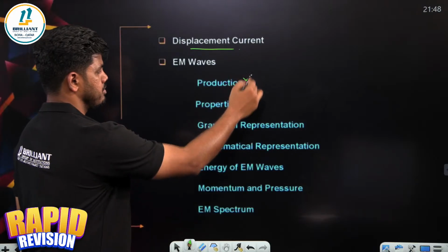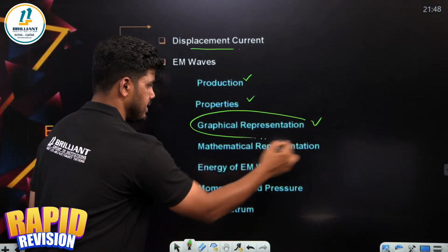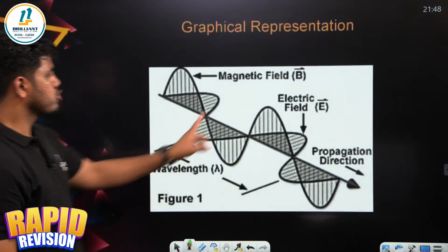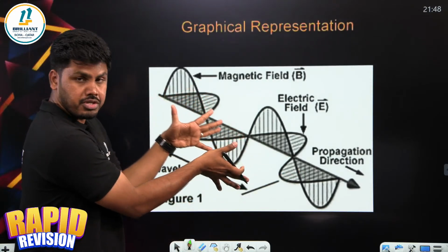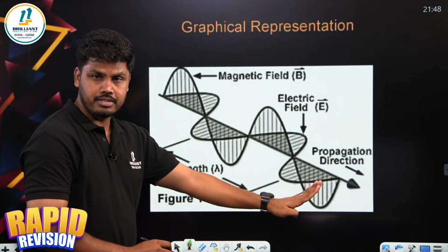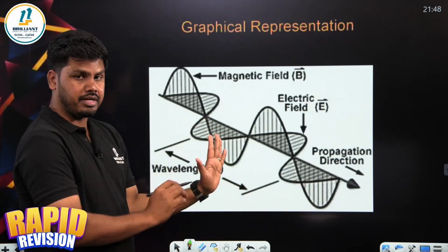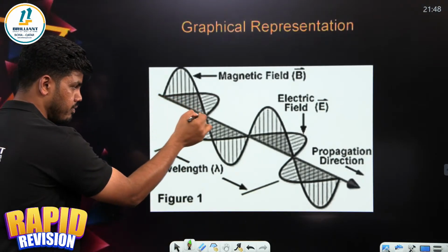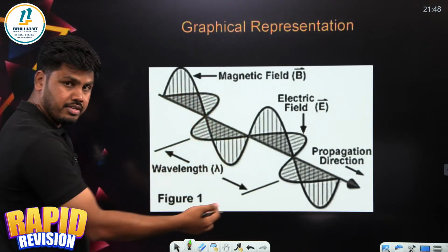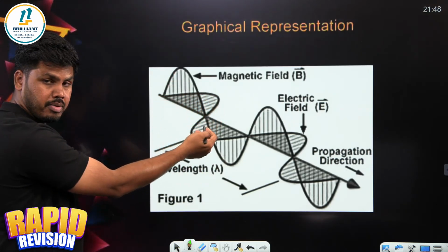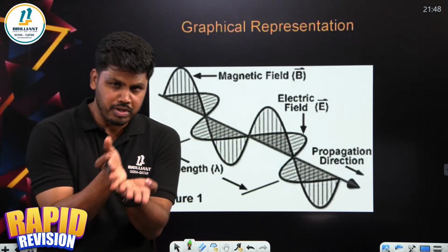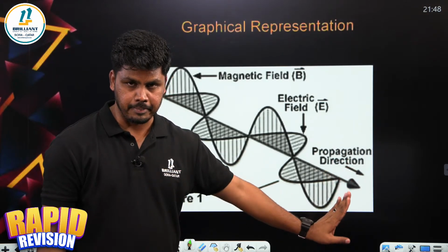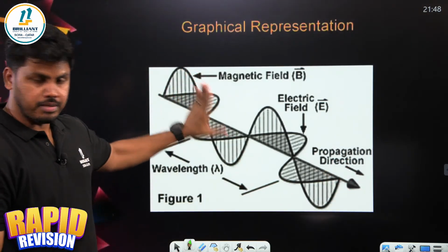EM waves, their production, properties, graphical representation. This graph, see, many times you can see it is asked to draw this diagram, graphical representation of electromagnetic waves. So make sure this is fine, how to draw electric and magnetic waves. Electric and magnetic fields are mutually perpendicular to each other, we know. They have the same wavelength, same phase. If one is maximum, the other one will also be maximum. It's a 3-dimensional view actually, so difficult to draw, but practice, just learn how to represent an electromagnetic wave graphically. Yes, that is one point I wanted to remind you.